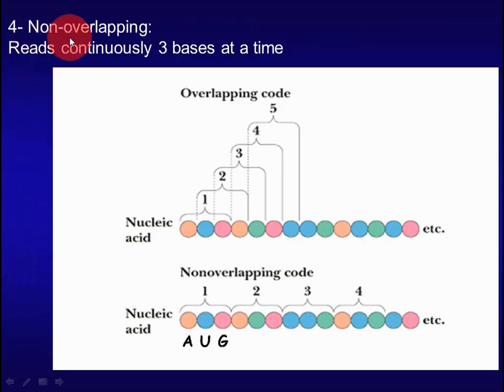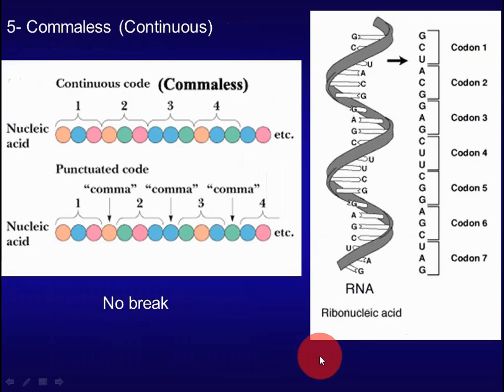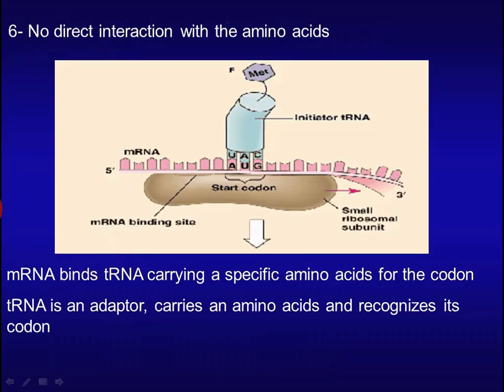Fourth, non-overlapping. The ribosome reads continuously 3 bases at a time. For example, this is the first codon, followed by second codon, third codon, and fourth codon, continuously, non-overlapping. Fifth, commaless. The codons are read continuously, no break, no comma. Sixth, no direct interaction with the amino acid. Instead, the tRNA serves as an adapter that bridges codon and amino acid.